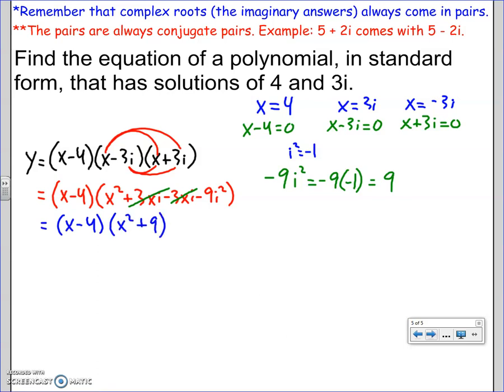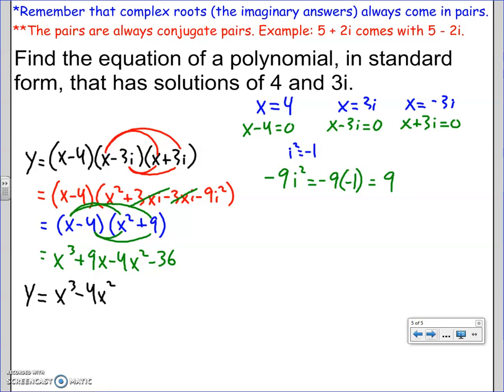I'm going to FOIL that. So x times x squared and all this. I get x to the third power, positive 9x, minus 4x squared, minus 36. Combine terms, there is no combine terms, but we should put in the correct order. X to the third power goes first, x squared goes second, it is negative, x goes third, it's positive 9, and the constant goes last.